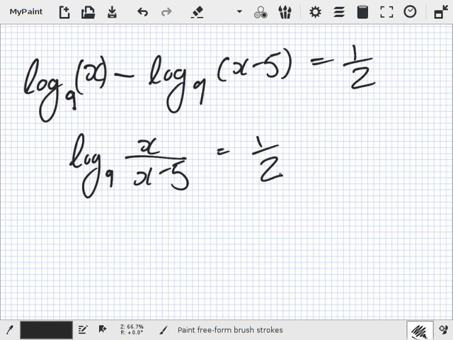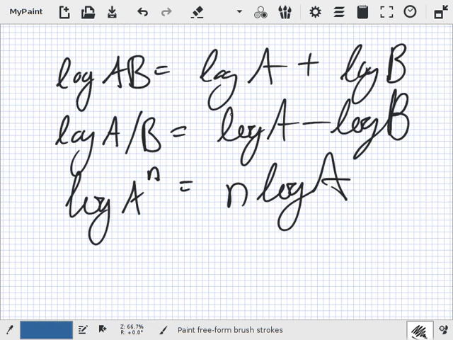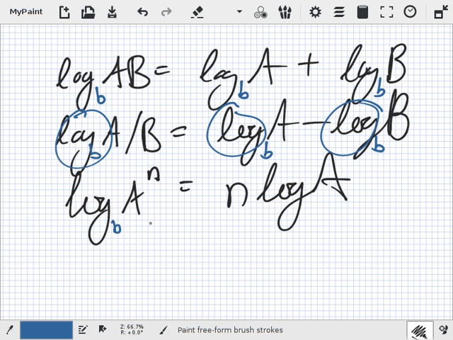Yes? Is that okay? You don't look happy, Tom. Yeah, because the log 9 x minus 5, you lose 1. No, this and this became just 1 log. You know, like here. This and this becomes just this. Well, these all have bases like B, B, B, B, B, B, B. They all have a base.